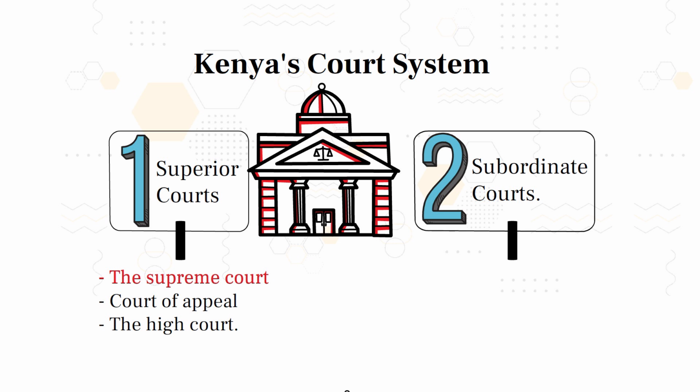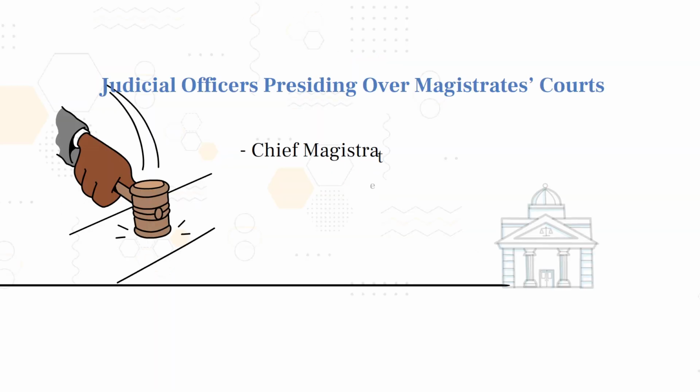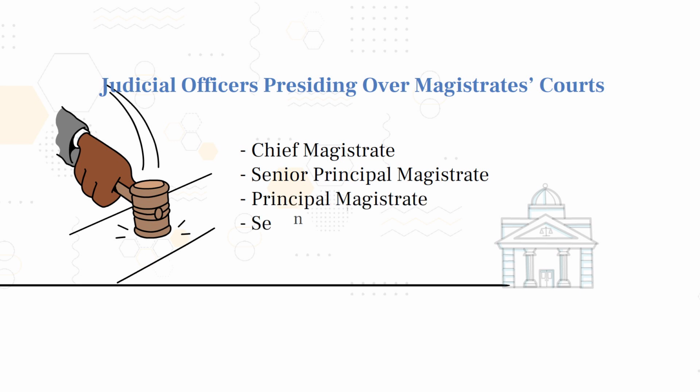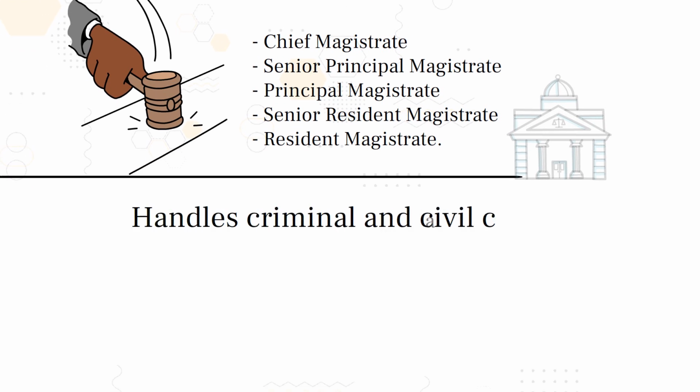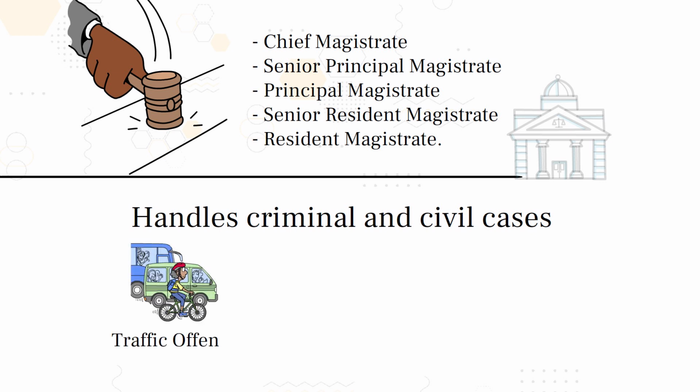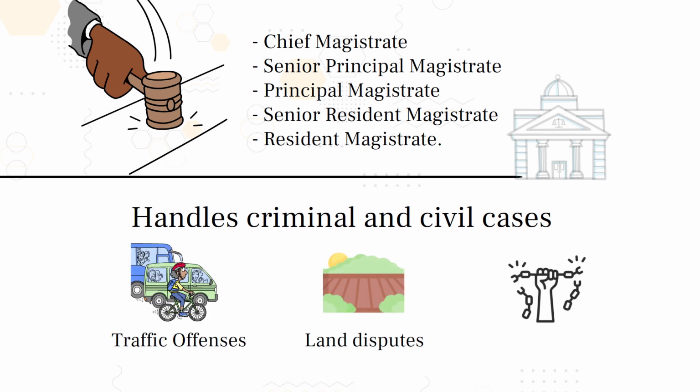The subordinate courts are Magistrate Courts and Kadhi's Courts. The magistrate courts are subordinate to the High Court. They are presided over by a Chief Magistrate, a Senior Principal Magistrate, a Principal Magistrate, a Senior Resident Magistrate, or a Resident Magistrate. Magistrate courts handle a wide range of criminal and civil cases, including traffic offences, land disputes, and human rights claims.